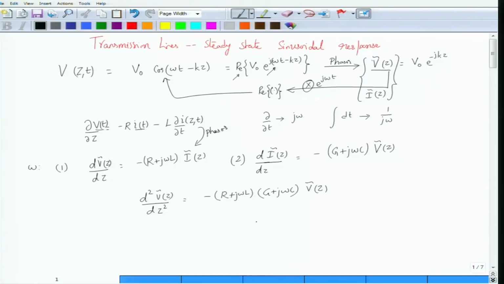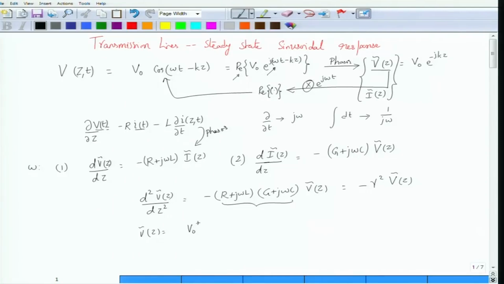There is a convenient shorthand notation for this one. We call this, the most popular symbol that we use, some complex gamma, and this gamma square is equal to (R plus j omega L) into (G plus j omega C) times V of z. Clearly this second order differential equation has a solution which will consist of both a forward going wave as well as a backward going wave, right.